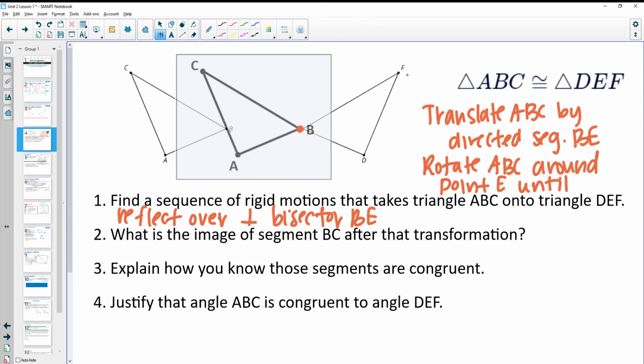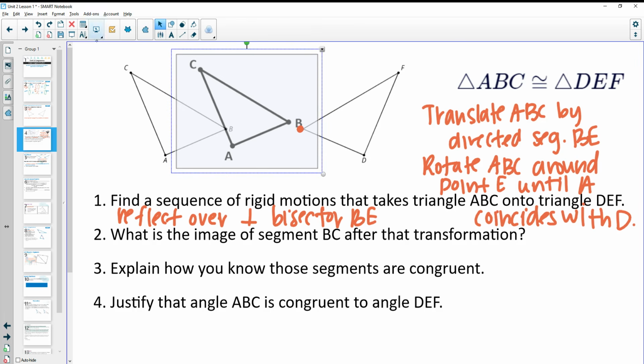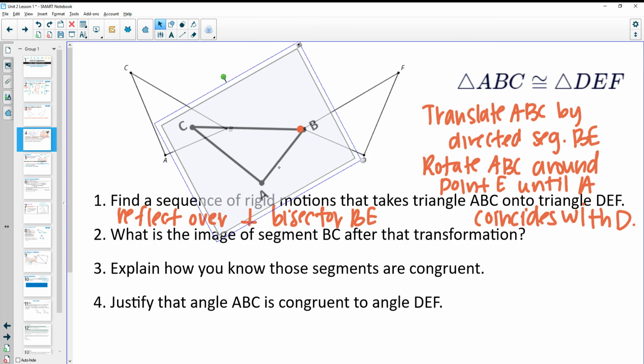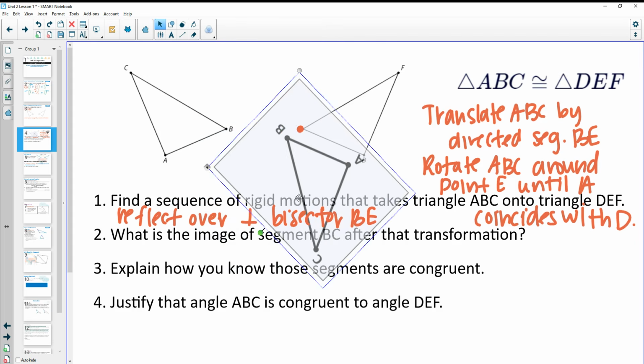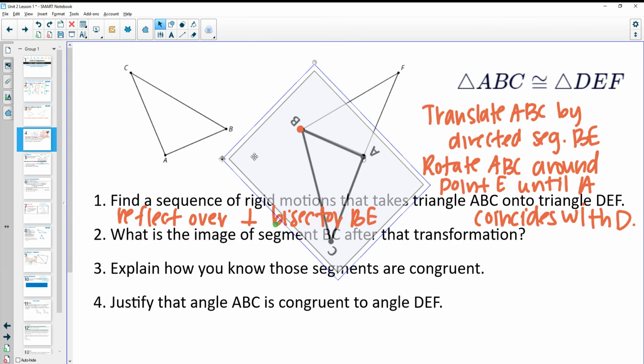So you either want to go C to F. So you want to rotate C all the way over to F, or you can rotate A over to D. It doesn't matter. So then around point E until, and I'm going to do A, until A coincides with D. So then you would just do that, keeping B set in place. Like stick your pencil in that on your tracing paper and keep rotating around B until A lands on D.